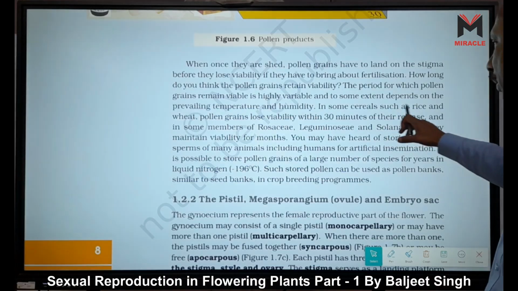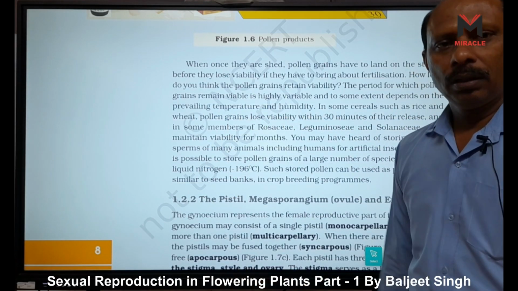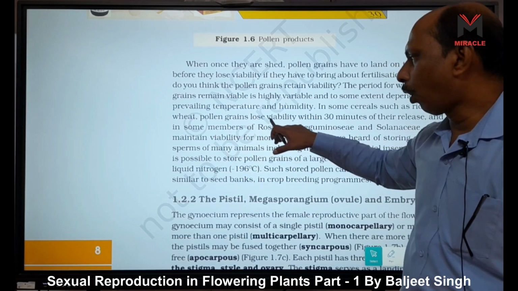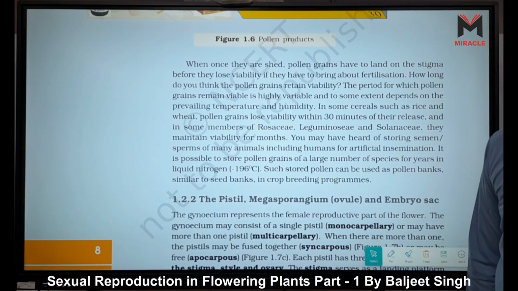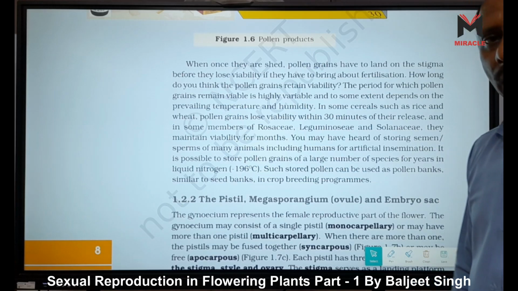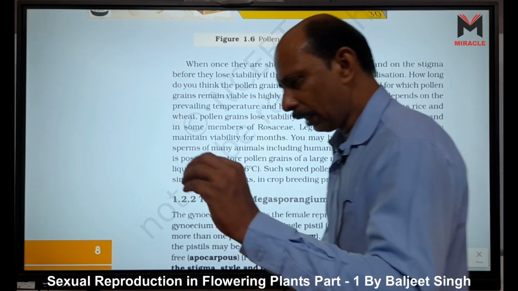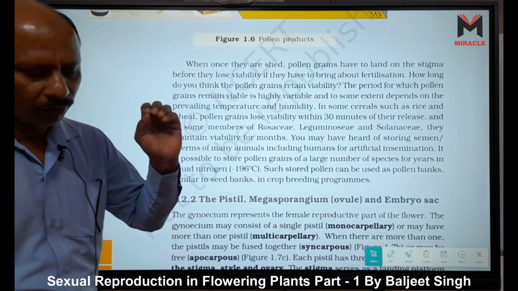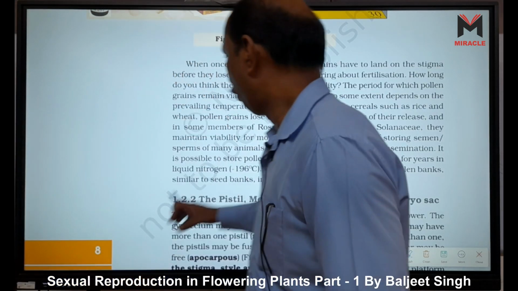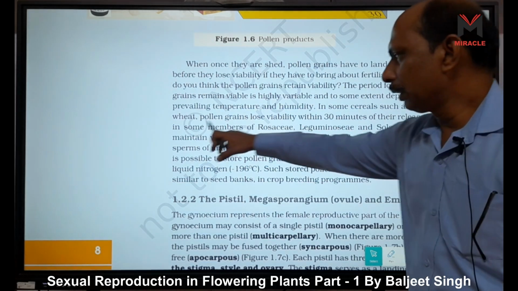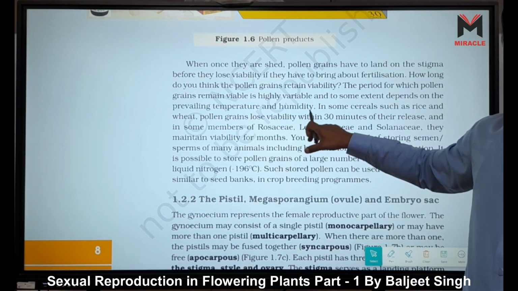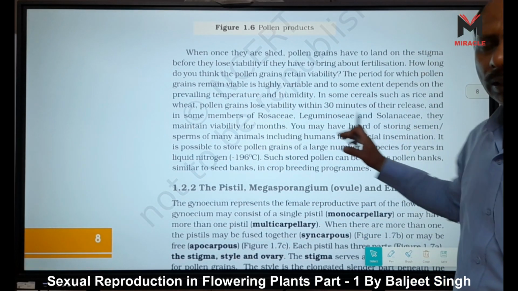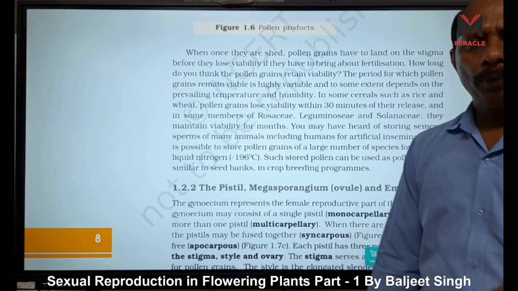In some cereals such as rice and wheat, the Gramineae family, the pollen grain loses viability within 30 minutes, only half an hour, right? If they reach the stigma, they germinate. Otherwise, they lose their viability, meaning they are destroyed. But in some members of Rosaceae, Leguminosae and Solanaceae, what happens? They maintain their viability for months.